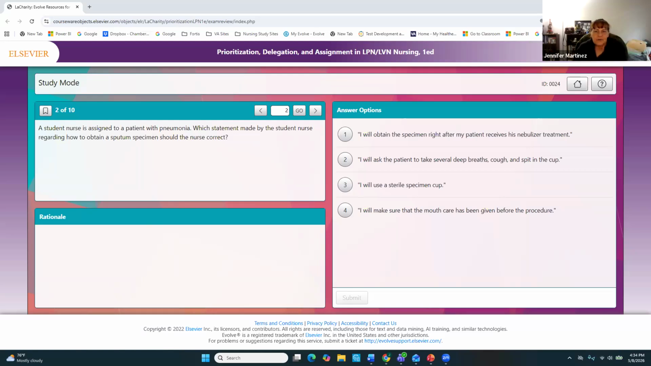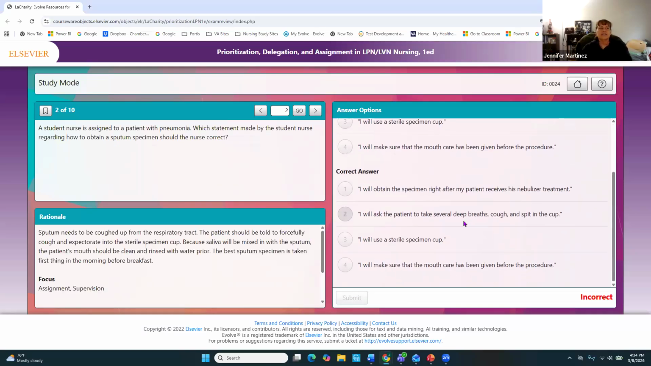Right. So let's see. 1, 2, we got 3 1s. We got a 2, and then we got a couple 4s. All right. So 1 has the majority. So I'm going to select 1.